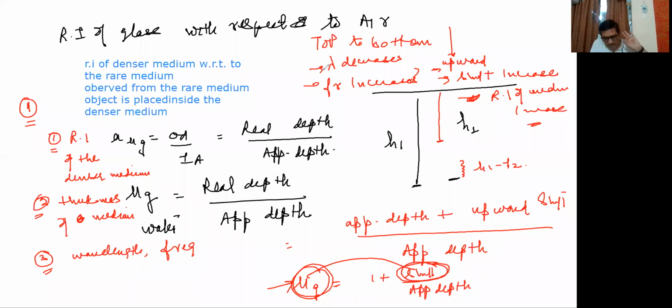Tell me the next point, the second point. And red gets the least deviation or the upward shift.